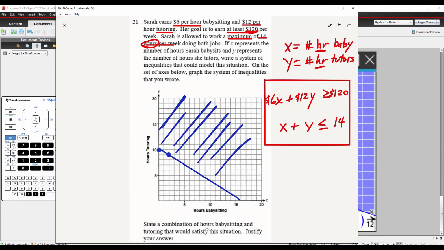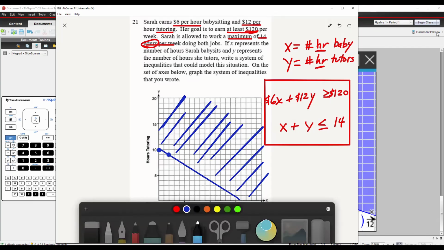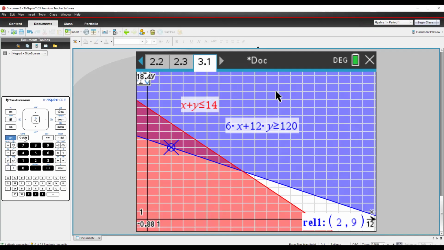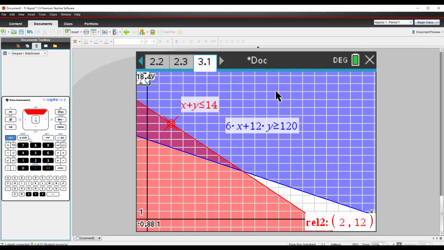All right, that's the first inequality. Now I'm going to change this and make it red. And now I'm going to go up to the next one and I'm going to type in 0 because I'm still in menu 51 mode. So that's going to be 0, 14.